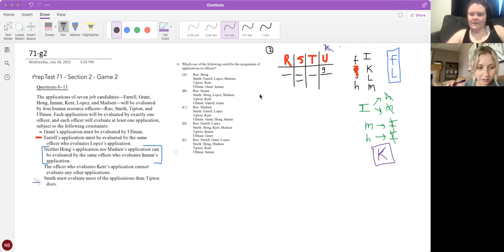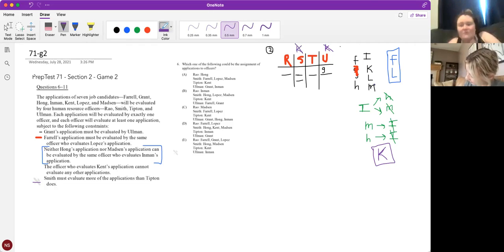It's similar to the one that we just did. Oh, okay. Reread these. Would it be K or... Yeah, it can't be because K can't go with anybody else. Cool. So that was okay.